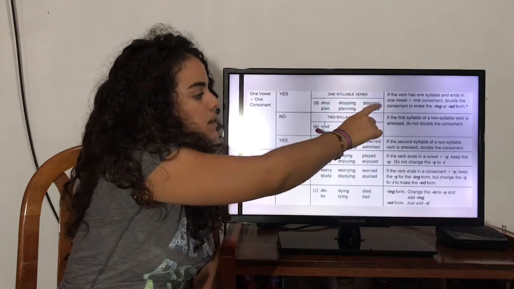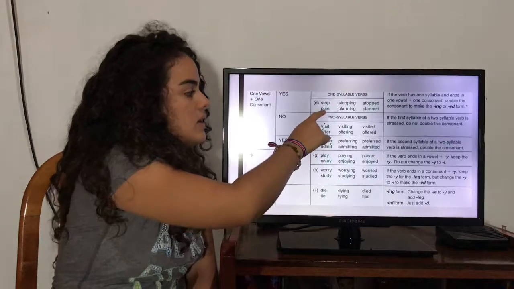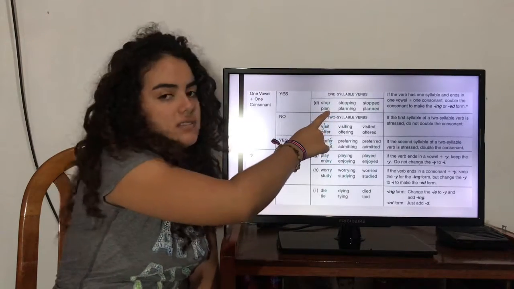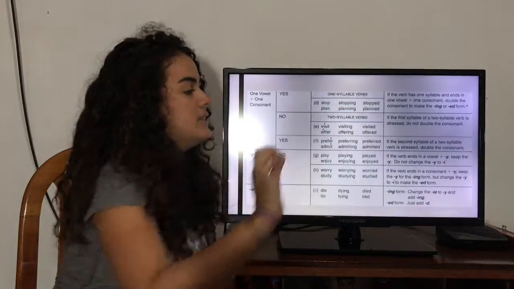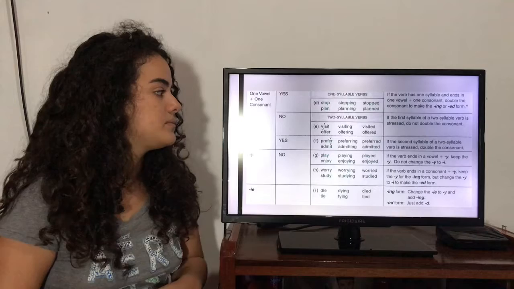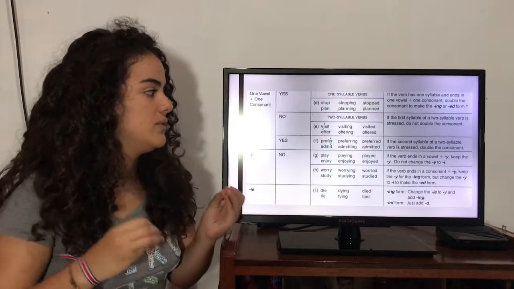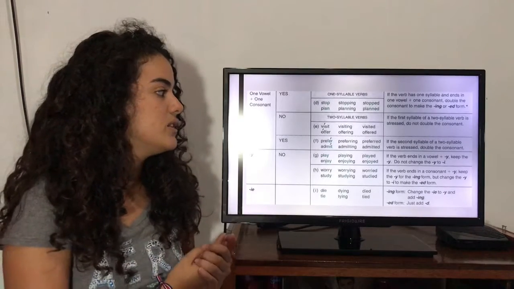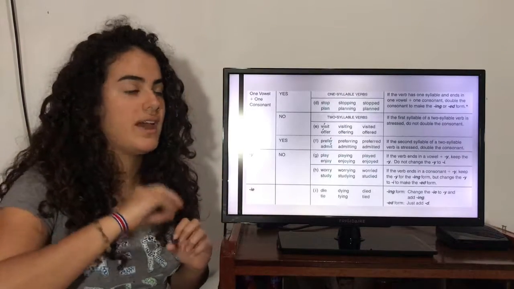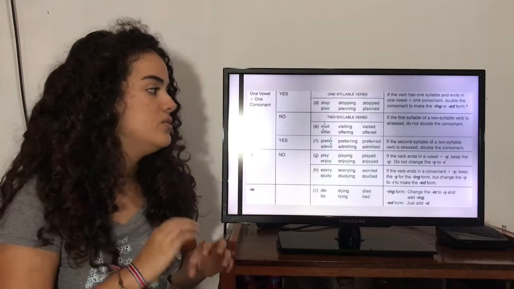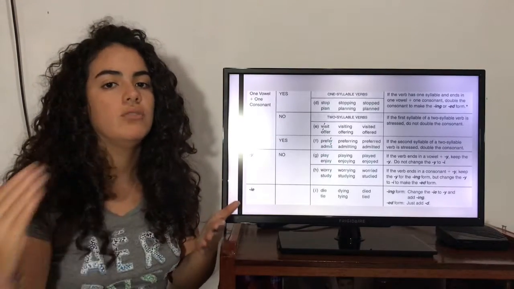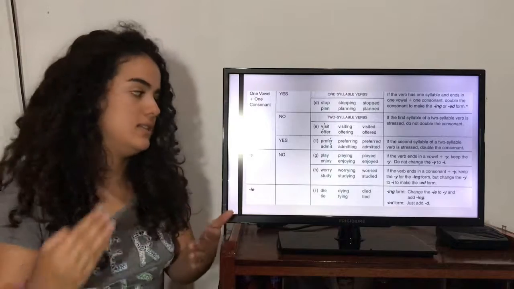Stop, pp, ing. Or plan: consonant, vowel, consonant, we need to double the last consonant. Planning. When we don't have the double consonant, we just have two syllable verbs. If the first syllable of the two syllable verb is stressed, so has the accent, we do not double the consonant, like visit, visiting, just normal ing or normal ed.